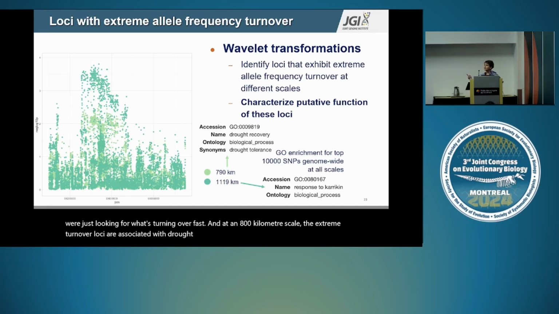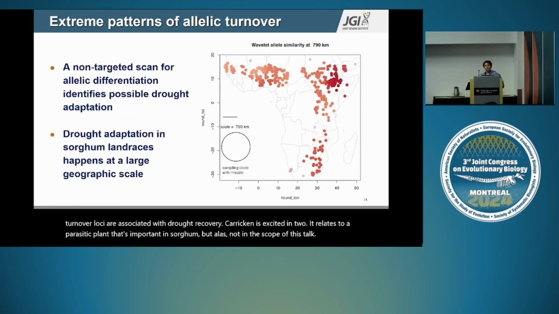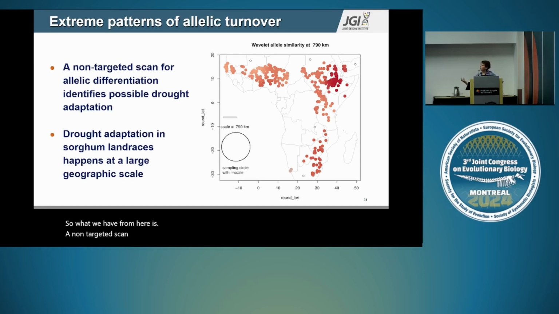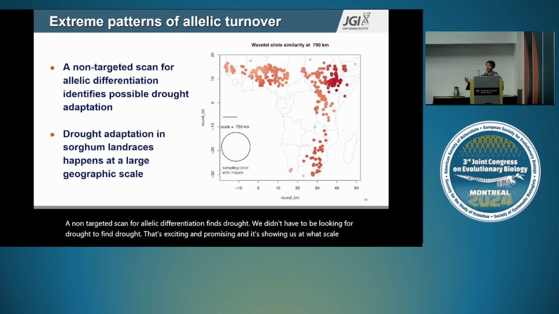Caracan is exciting too. It relates to a parasitic plant that's important in sorghum, but alas, not in the scope of this talk. So what we have from here is a non-targeted scan for allelic differentiation finds drought. We didn't have to be looking for drought to find drought. That's exciting and promising, and it's showing us at what scale drought adaptation is happening to help us think in future about where to draw the lines.